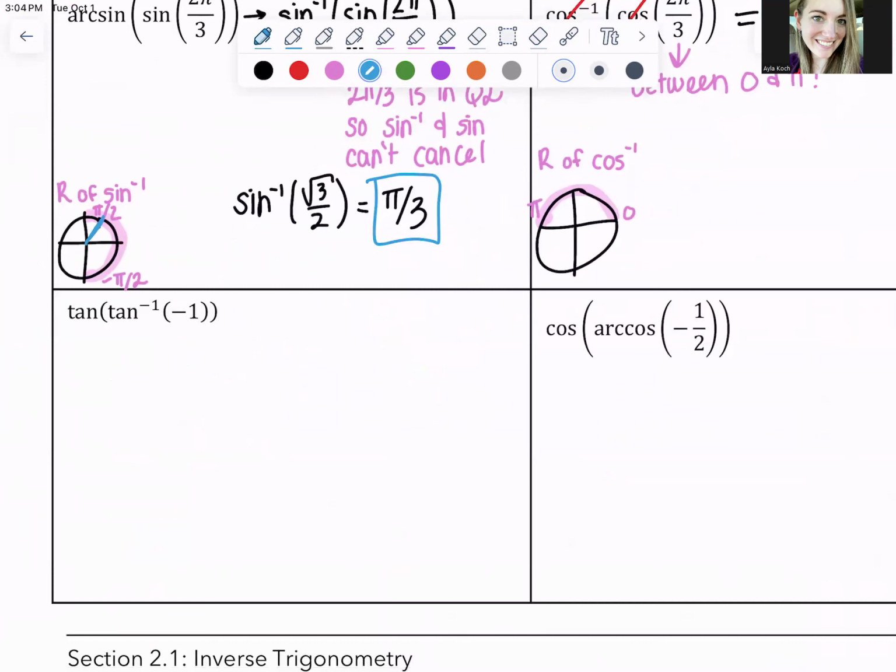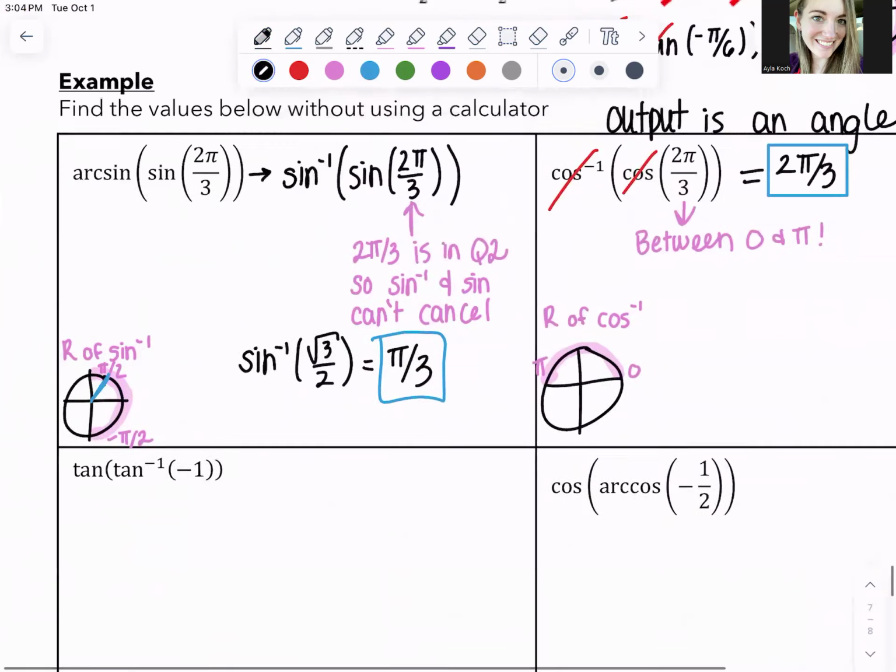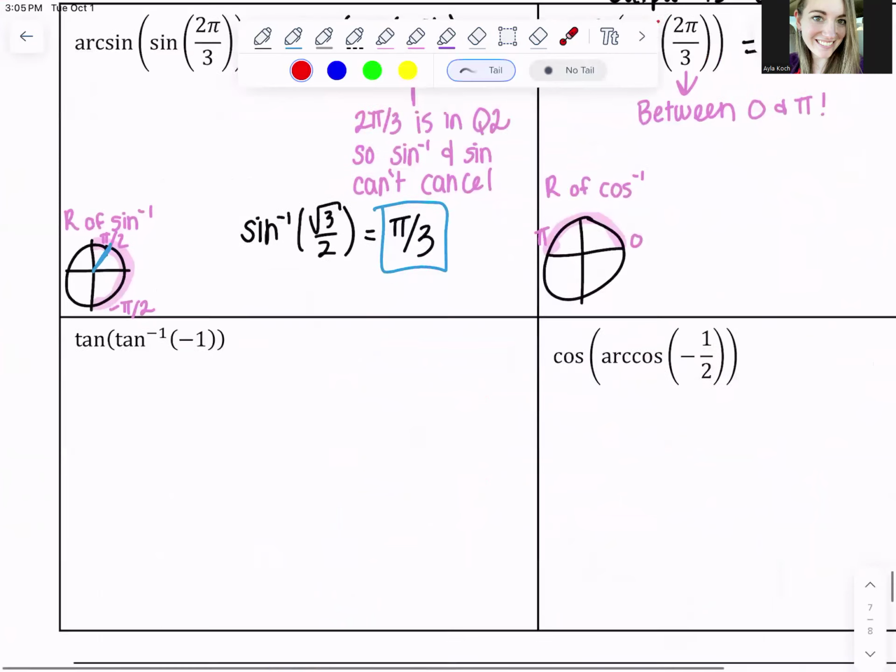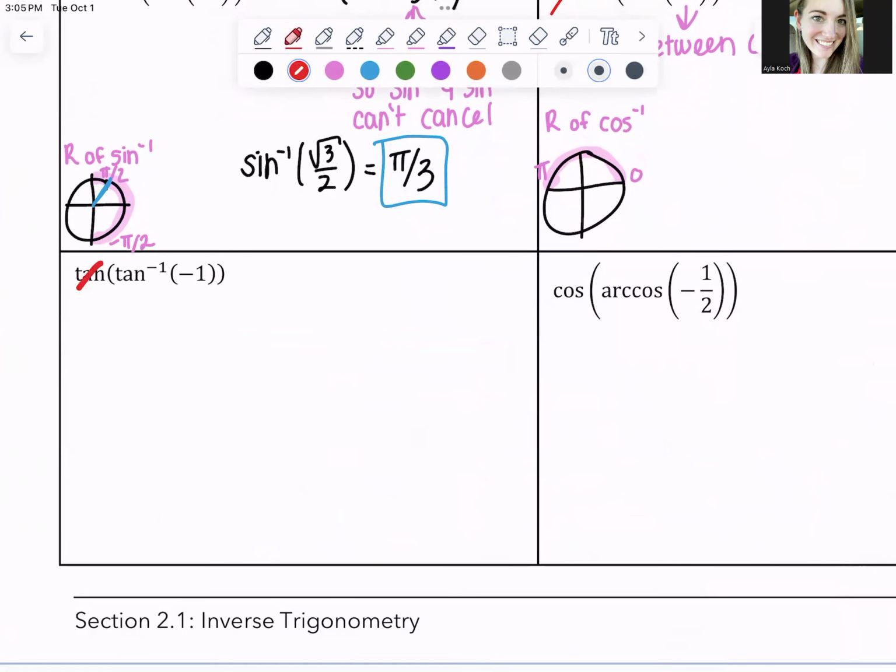All right, this one is with tan inverse on the inside. When tan inverse is on the inside, I don't have to worry about the range of the inverse trigs, so they always will cancel. Tan, boom. This is equal to negative 1. You cancel and you get negative 1, because tan of tan inverse always cancels.